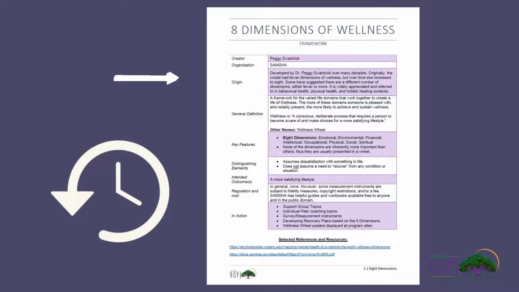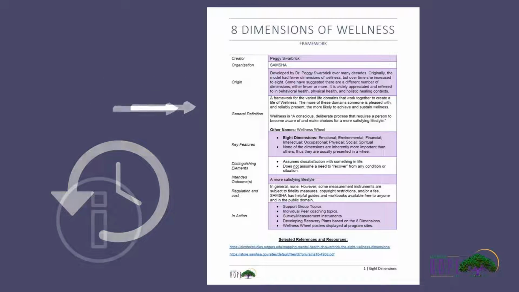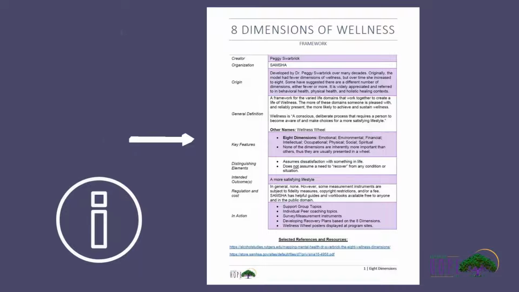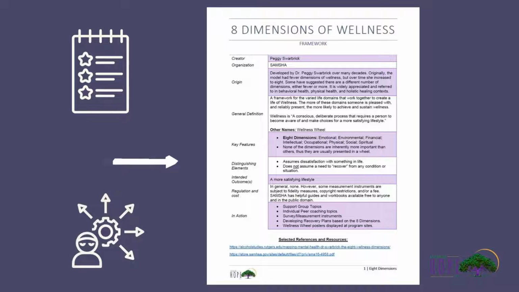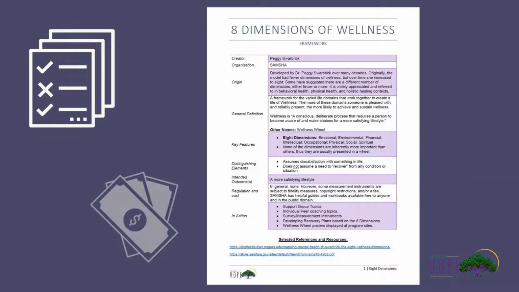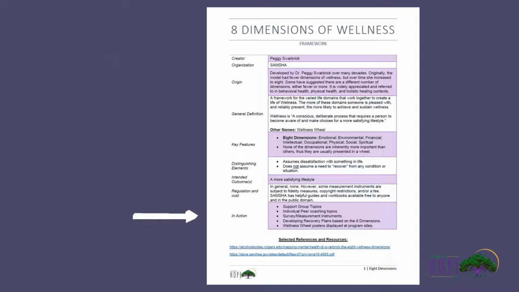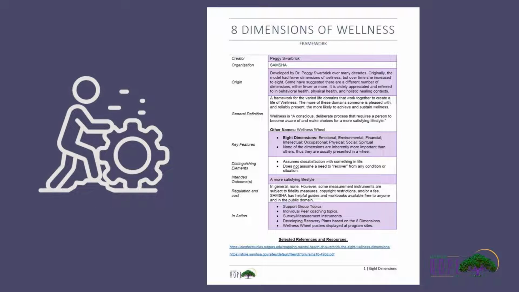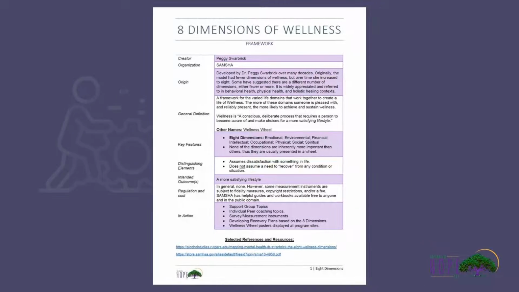We have a brief description of the origin, how it was developed, and basic definitions. Some of the features and distinguishing elements are listed, and key intended outcomes. Not every pathway, modality, or framework is free, and many are regulated in some fashion. This section can give you an idea of some of the restrictions, requirements, and costs. Finally, what it's like in action. A few examples, especially those relating to the work of PRSs.